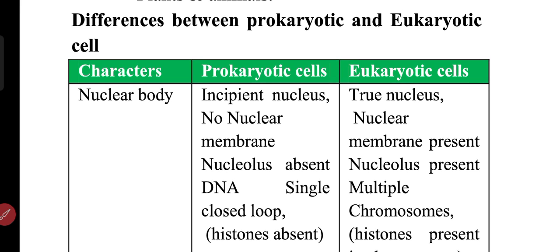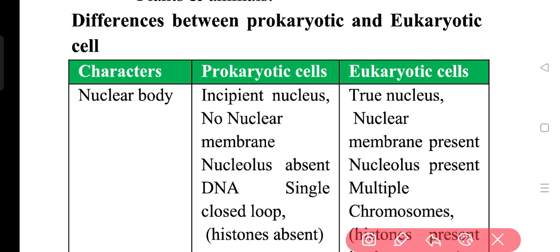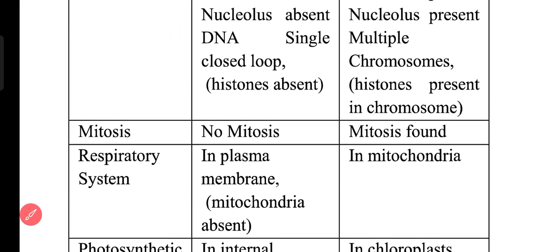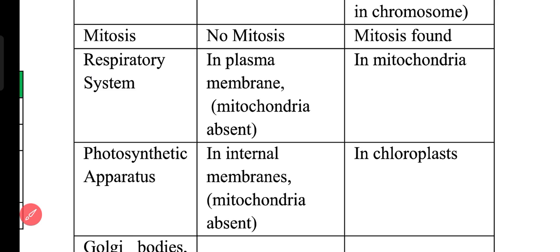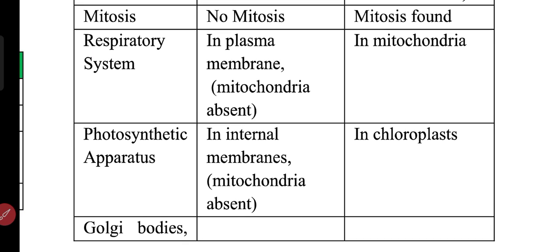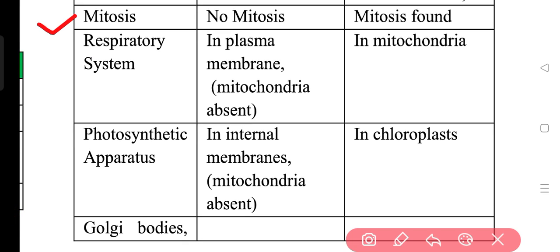The next part is the difference between prokaryotic and eukaryotic. This is also important. See this. In prokaryotic, incipient nucleus, no nuclear membrane, nucleolus absent, DNA single closed loop is found. In eukaryotic, true nucleus, nuclear membrane is present, nucleolus is present, multiple chromosomes are found. Then goes to mitosis. Mitosis means one type of cell division. Mitosis does not occur in prokaryotic, mitosis is found in eukaryotic.